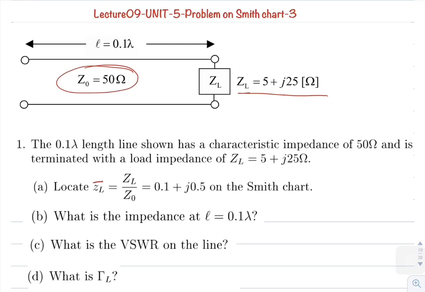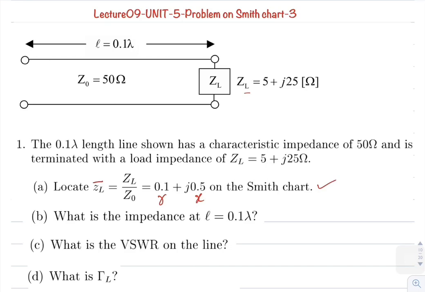That means we are talking about impedance here, which is nothing but input impedance. What is the VSWR on the line and what is the reflection coefficient at the load gamma L? Let's start with the first one. Locate ZL bar equal to ZL by ZO, that equal to 0.1 plus j times 0.5. That means R value is 0.1 and X value is 0.5.